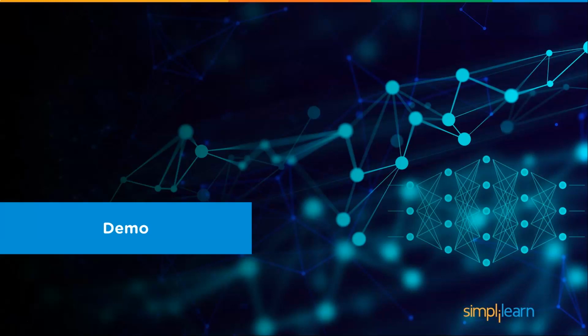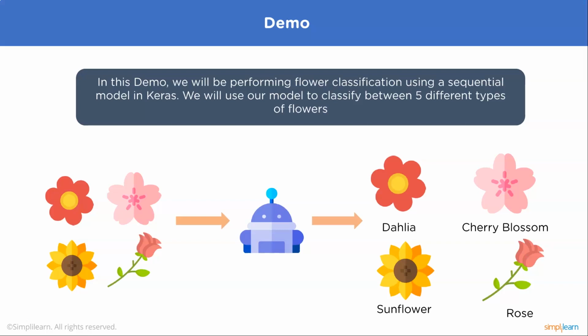So let's dive into the meat of the matter. Let's do a demo. In today's demo, we'll be performing flower classification using a sequential model in Keras. And we'll use our model to classify between 5 different types of flowers.